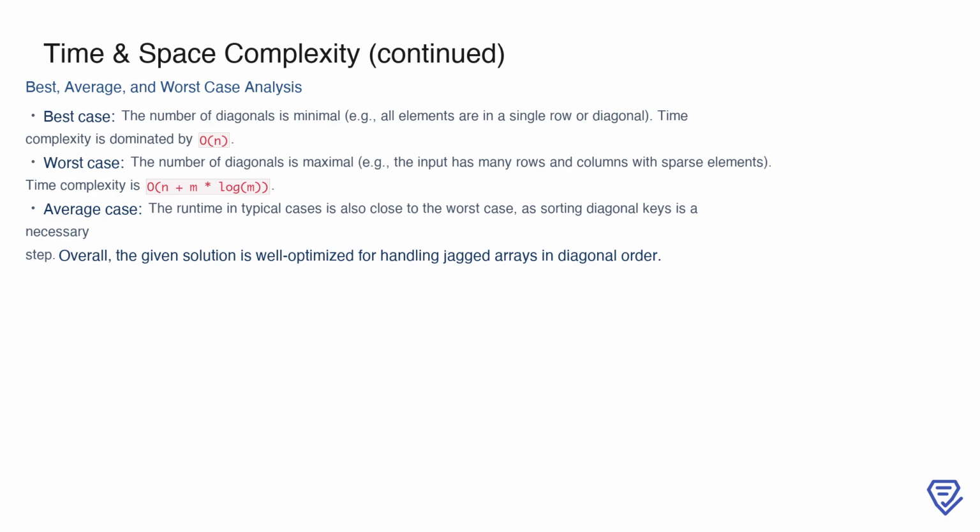For the average case, the runtime typically remains close to the worst case, as sorting diagonal keys is an essential step. Regardless of the input structure, this solution is highly optimized for organizing jagged arrays in diagonal order, ensuring efficient handling of a wide variety of scenarios.